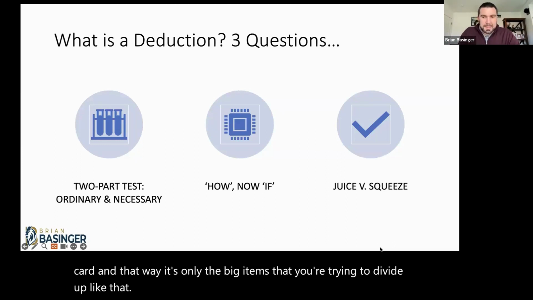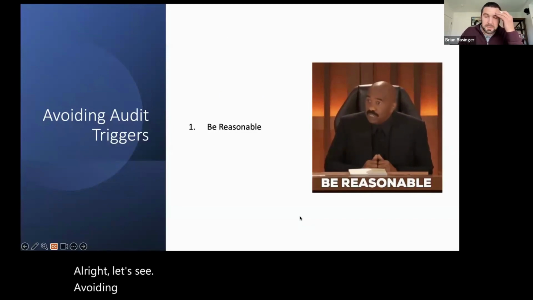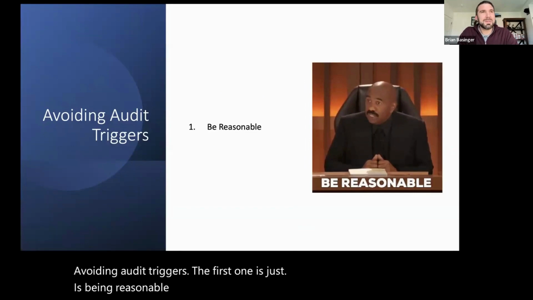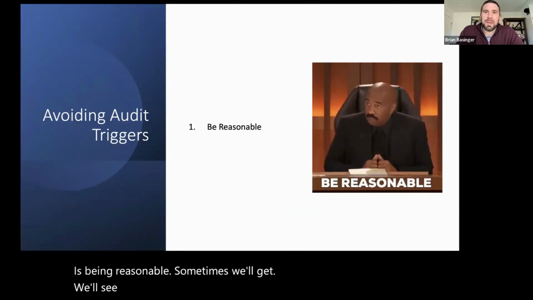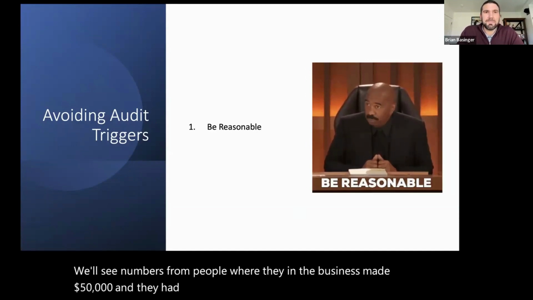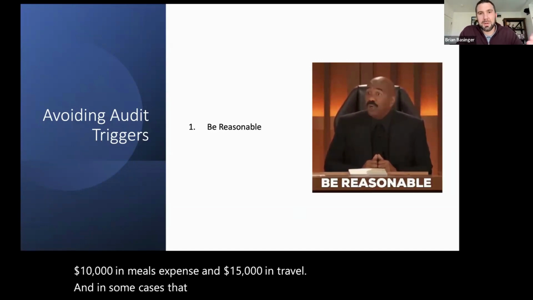All right. Let's see. Avoiding audit triggers. The first one is just being reasonable. Sometimes we'll see numbers from people where the business made $50,000 and they had $10,000 in meals expense and $15,000 in travel. And in some cases that can be reasonable if it's legitimate, frankly.